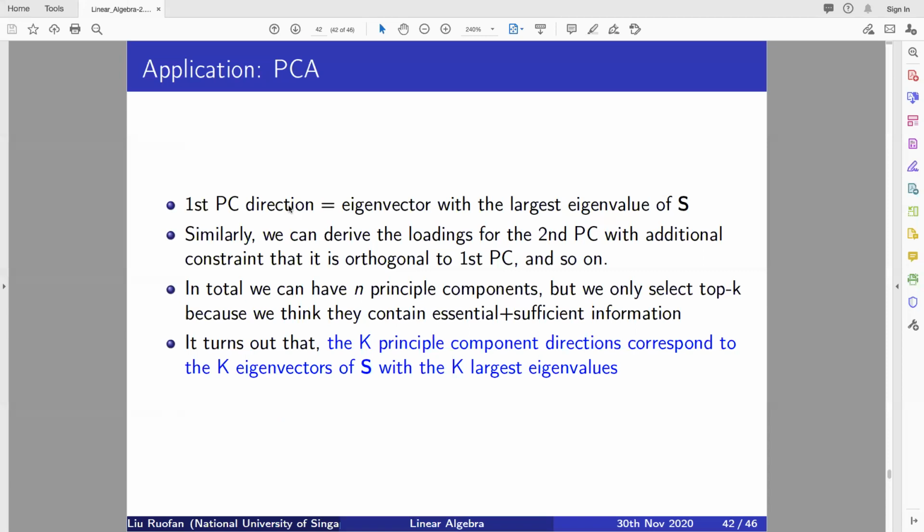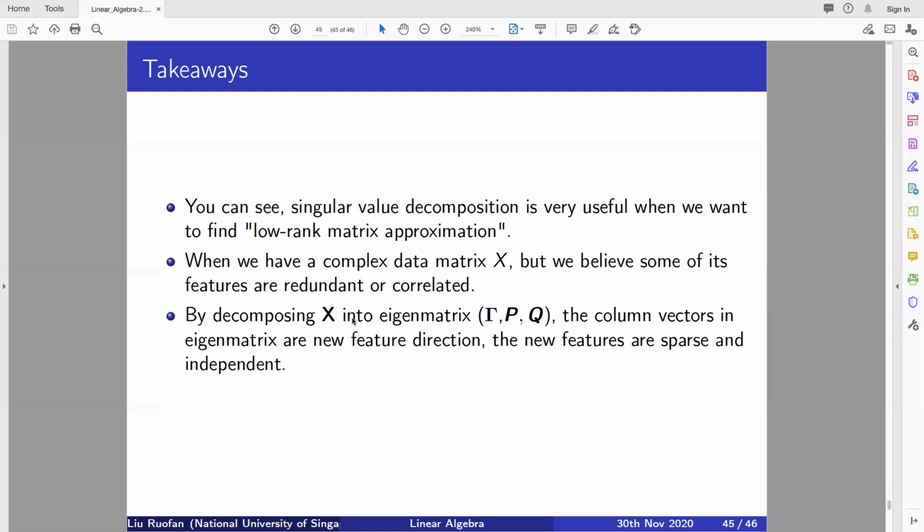Okay, good answer. Well, Ruofan, maybe you can take a few minutes to conclude. Yeah. So the takeaway from this tutorial is that SVD is very useful when we want to find some low rank matrix approximation. Suppose we have a very complex data matrix X, but we believe some of its features are redundant or correlated. By decomposing X into an eigenmatrix, the column vectors in my eigenmatrix are new feature directions, and the number of new features is less than the original number of features. And also these new features are independent. When the features are independent, they are very helpful when you want to do some further analysis, like explaining some of the features, etc.